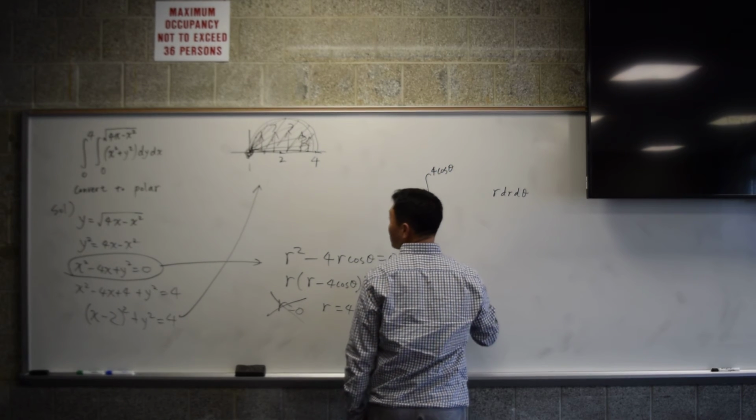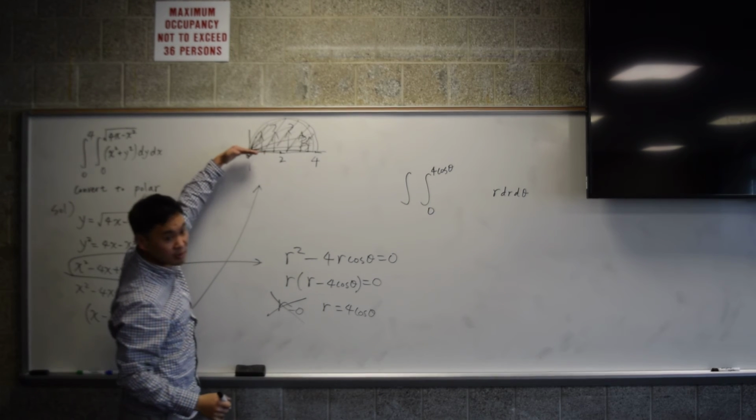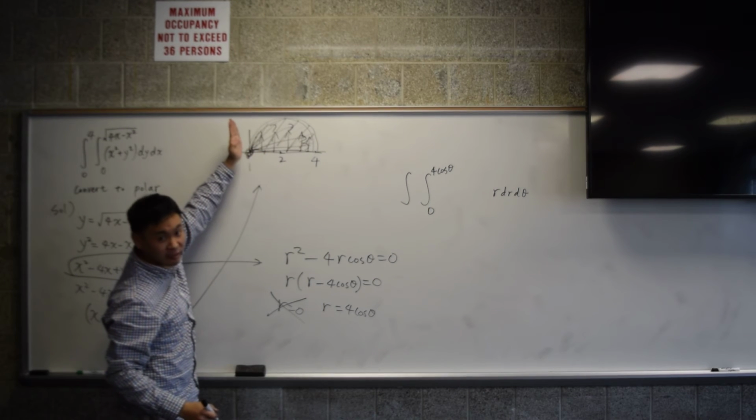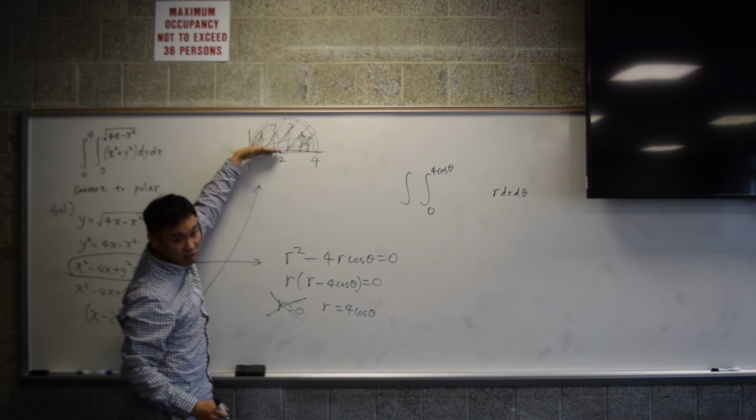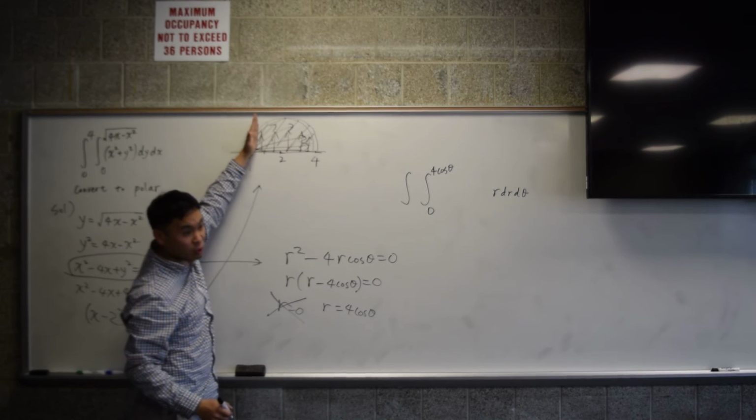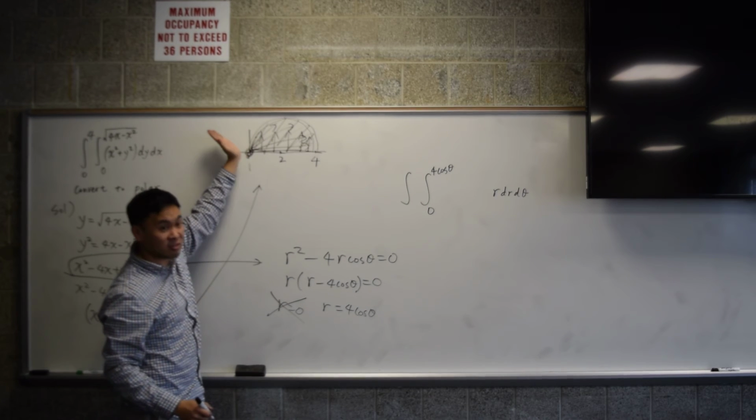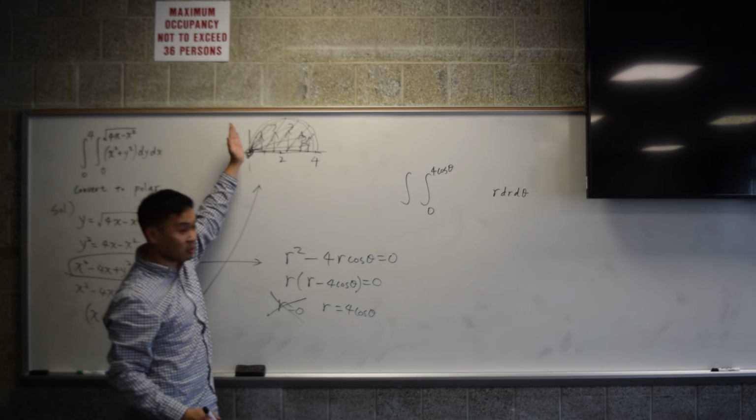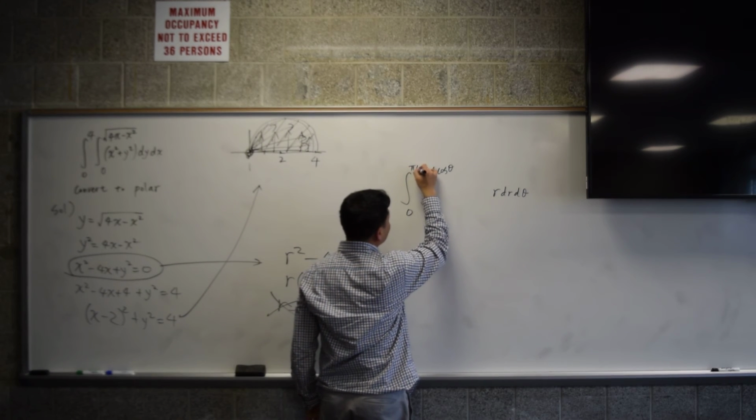And then for theta, what's the minimum angle? 0. And the maximum angle? 90 degrees. There's always an overlap between the ray that you draw and this domain, but right after 90 degrees, it no longer has any overlap. So 90 is the maximum. So theta goes from 0 to pi over 2.